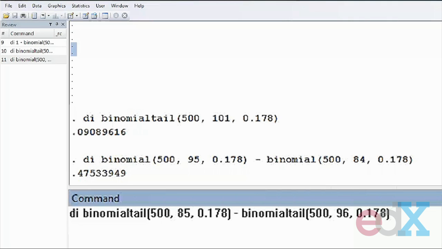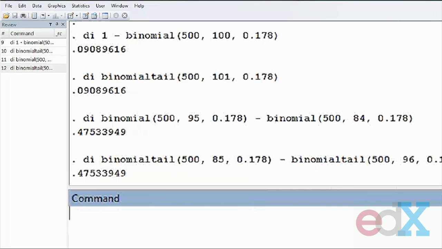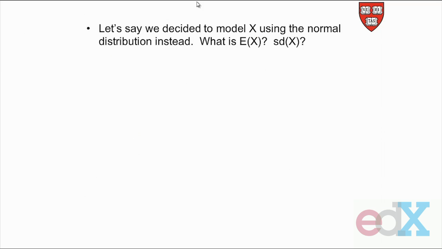When we perform the calculation, the probability that X is greater than or equal to 85 minus the probability that X is greater than or equal to 96, we obtain the exact same probability. So you can use either binomial or binomial tail to achieve the same goals, but you need to think really hard about how you do it. So moving on, in the same example, instead of using the binomial distribution, let's say we decided to model the number of HIV positive individuals using the normal distribution instead.